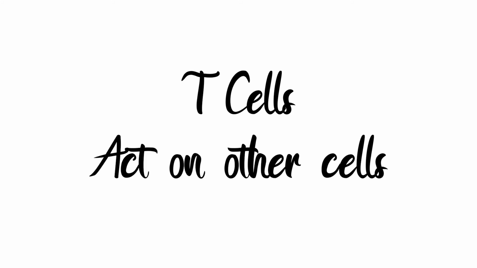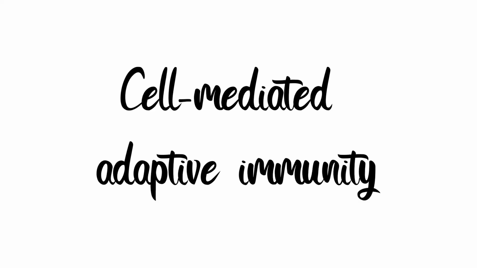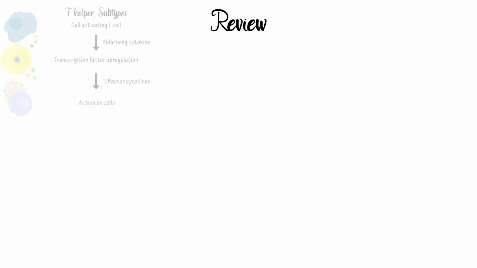As these responses activate T cells, and these T cells only serve to affect other cells, this type of adaptive immunity is called cell-mediated adaptive immunity. So, to summarize, there are different T helper subtypes. Each have their own polarizing cytokines and transcription factors that induce them to create further cytokines that mainly affect other cells further downstream in the immune response timeline.